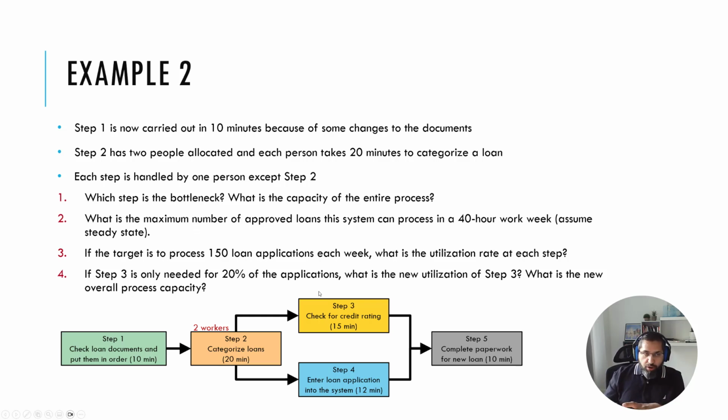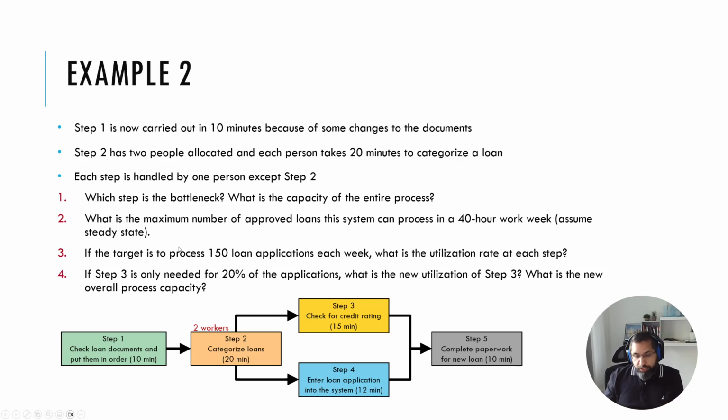You take your bottleneck capacity, which is the capacity of the process, given to you in units per hour now, 4 units per hour, and you multiply it by 40 hours, how much time you have. So 40 times 4, you can do 160 loan applications in a week. If the target is set to process 150 loan applications each week, what is the utilization rate of each step?